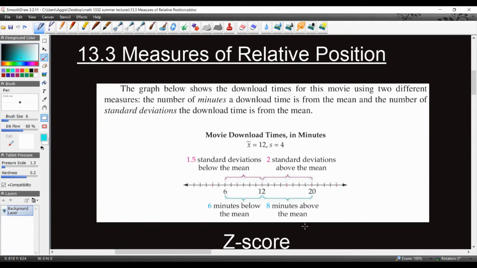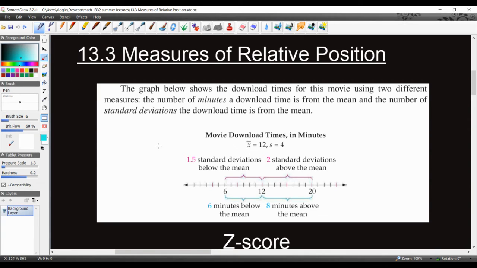This video is going to cover section 13.3, measures of relative position. To introduce this unit, we have an example that talks about movie download times in minutes and in standard deviation. So we have two different ways that we're measuring this.